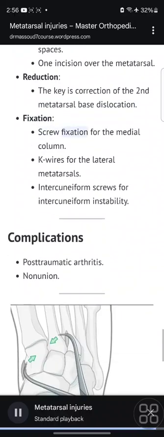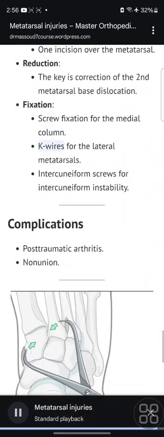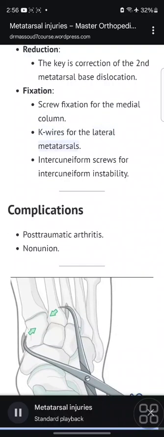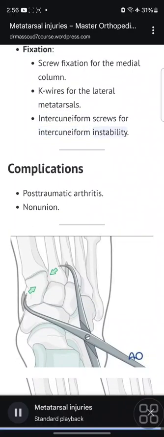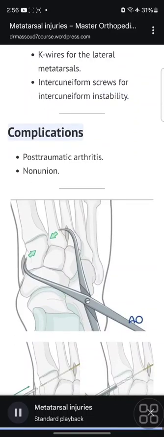Fixation. Screw fixation for the medial column. K-wires for the lateral metatarsals. Intercuneiform screws for intercuneiform instability. Complications. Post-traumatic arthritis. Non-union.